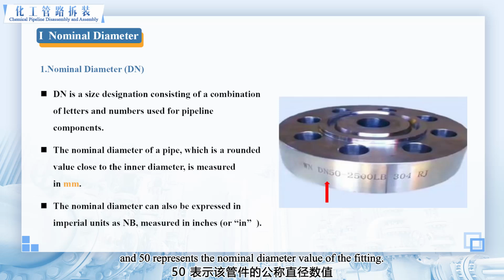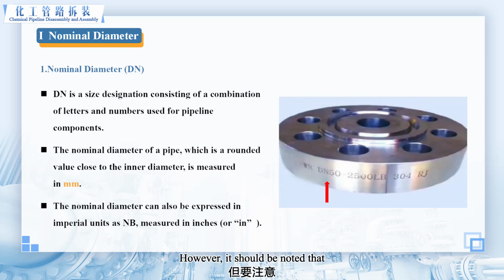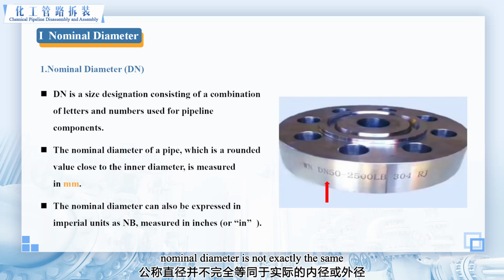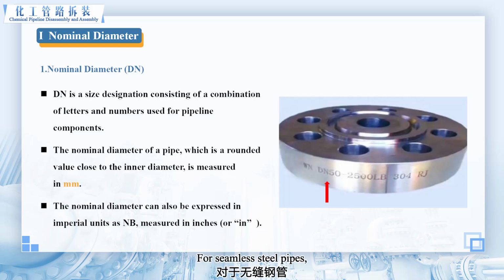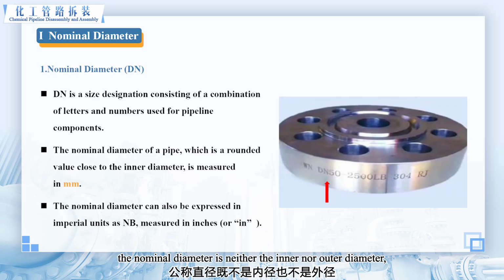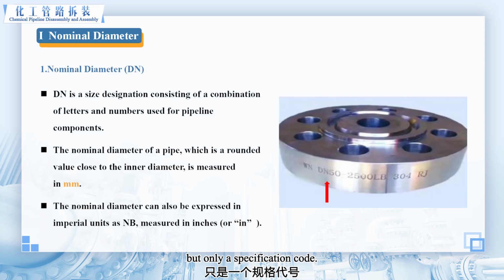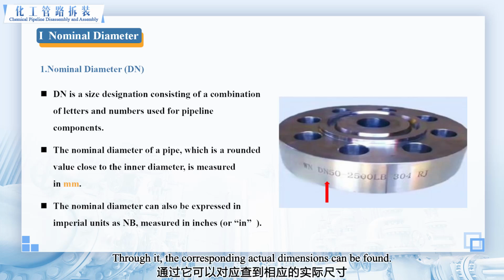value of the fitting. However, it should be noted that nominal diameter is not exactly the same as the actual inner or outer diameter. For seamless steel pipes, the nominal diameter is close to the inner diameter. For welded steel pipes or some fittings, the nominal diameter is neither the inner nor outer diameter, but only a specification code. Through it, the corresponding actual dimensions can be found.